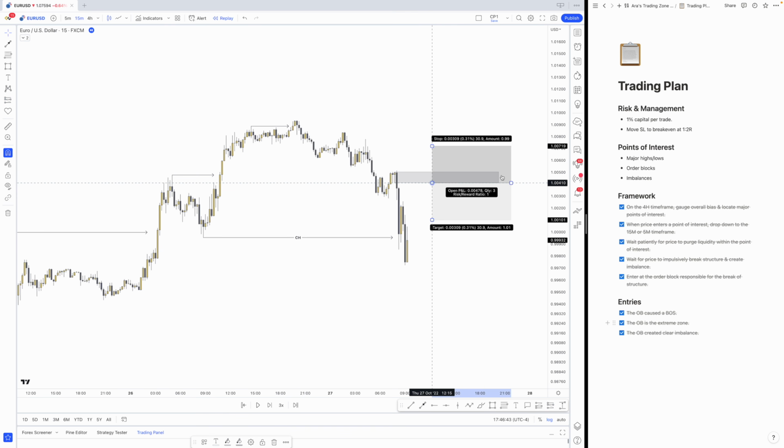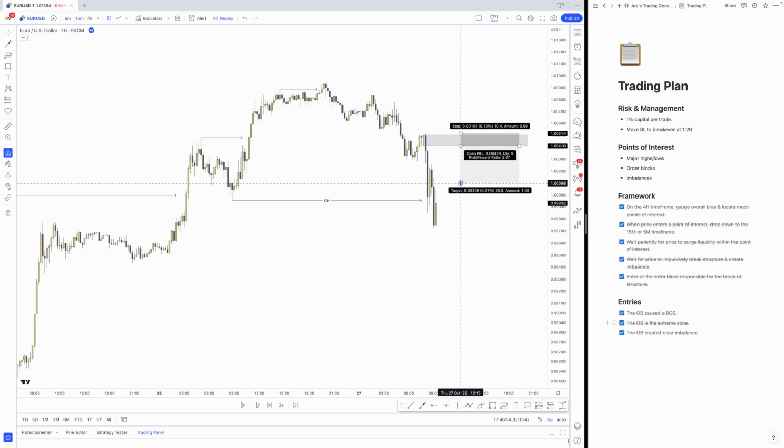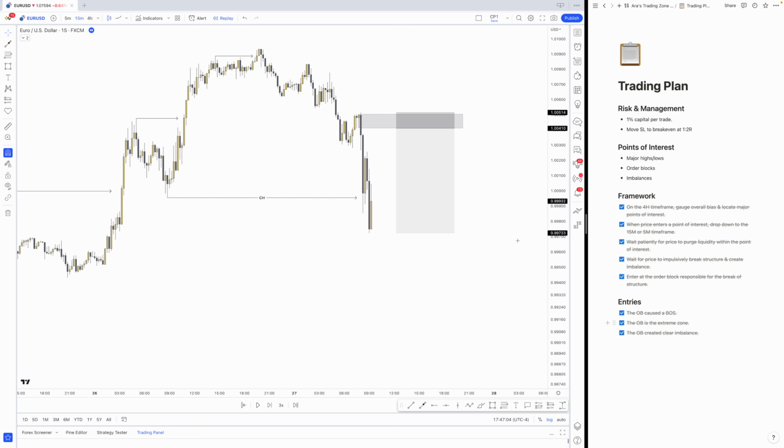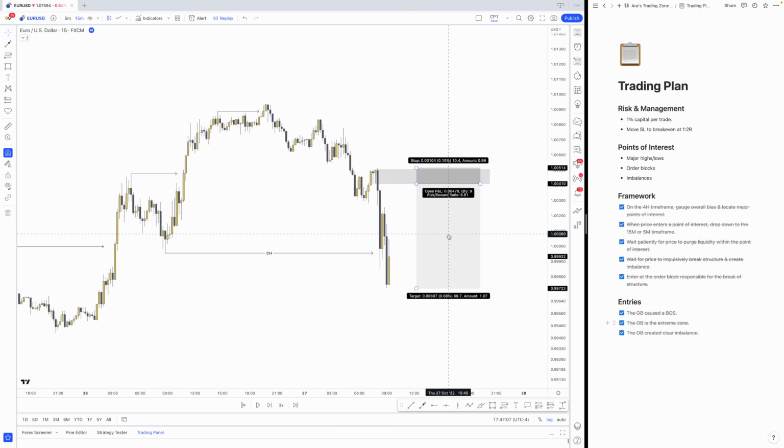So we could set a limit order here, entry at the low of the order block, stop loss just above the order block at that candle's high. So that gives us about 10 pips. And the take profit could either be at this low that was just created, or it could be down here at this low. Just to play things safe, we're going to target the most recent low. Now that gives a very healthy risk to reward ratio of 6.61.